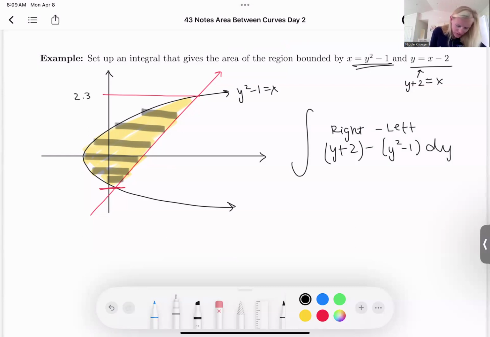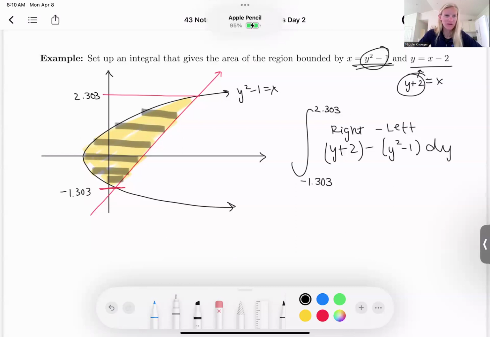So this y value is 2.303. So we put that up top. And the bottom one was negative 1.303. You could probably solve this one by hand. This will give you a quadratic formula if you set this equation and this equation equal to each other and solve for y, but it's okay to do this one in Desmos.